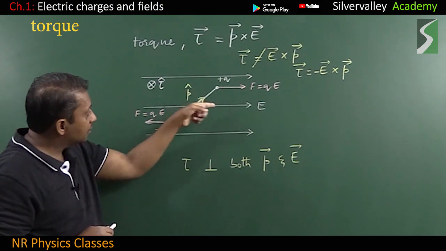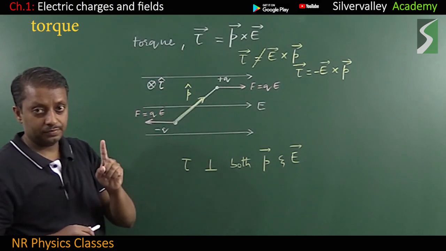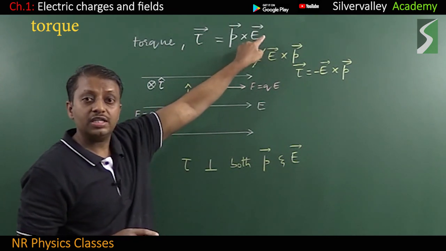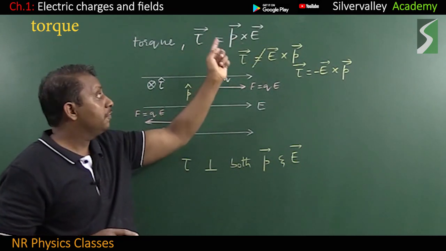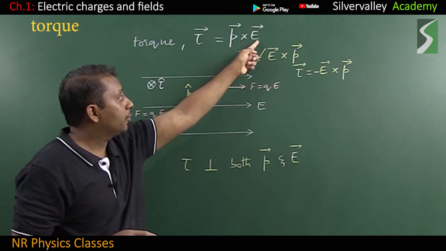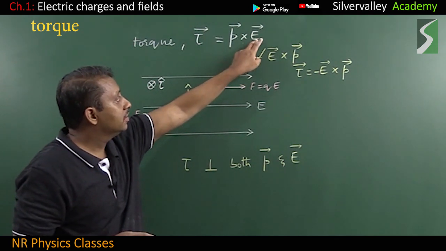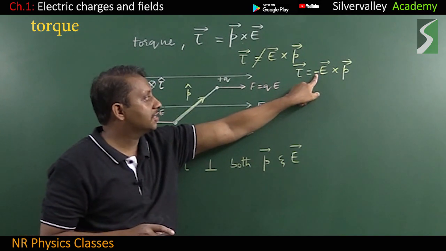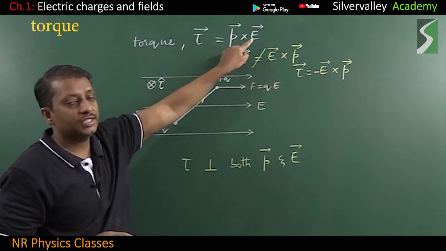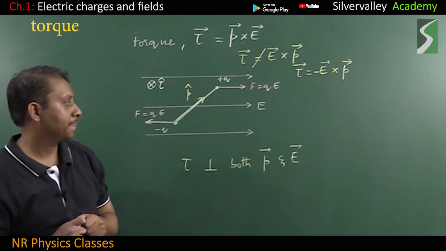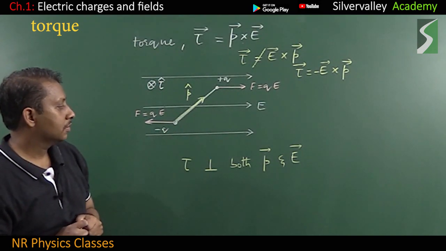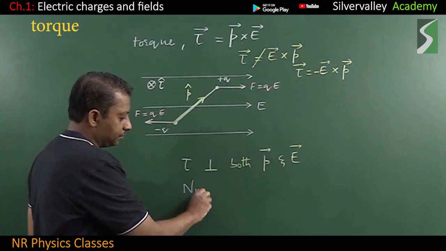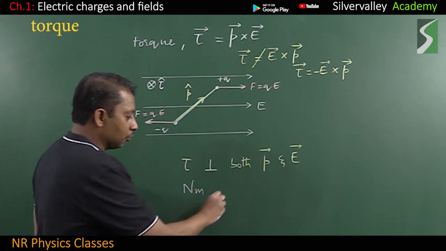So we learnt a few things. The direction of rotation is not the direction of torque. Second, it is always P cross E, not E cross P. If you reverse the order, then you should put a negative sign. So instead of this, try to use P cross E. And what is the unit of torque? Newton meter or joule.